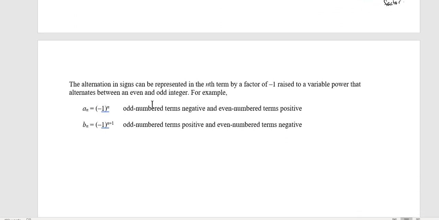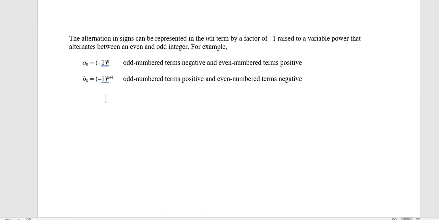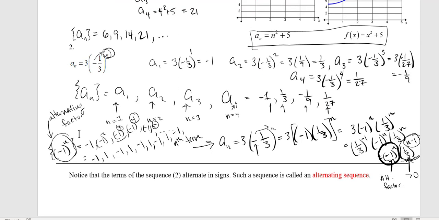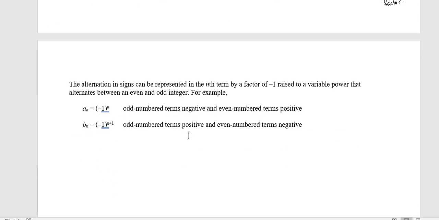Okay. Yeah, and this is exactly describing what I was getting at. Notice the negative 1 to the n, what we had here, starts with a negative, then goes positive, then negative, then positive. If we wanted a sequence to alternate oppositely, positive, negative, positive, negative, how would we cause that?